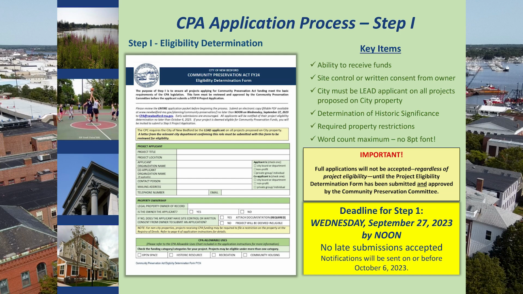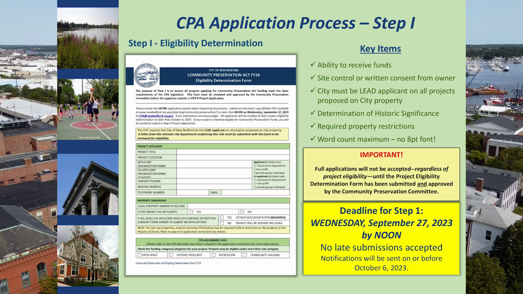You need to be able to receive the funds. If you're not a nonprofit, or if you don't have some kind of fiscal agent that you work with, you need to find one. You have to have that site control, because right here is property ownership, and it's going to ask you, is the owner the applicant? If it's yes, great, skip this question. If it's no, then you need to say, do you have written documentation? Yes, I do. If it's no, then you're going to be deemed ineligible. You have to have site control to be doing work on a property.